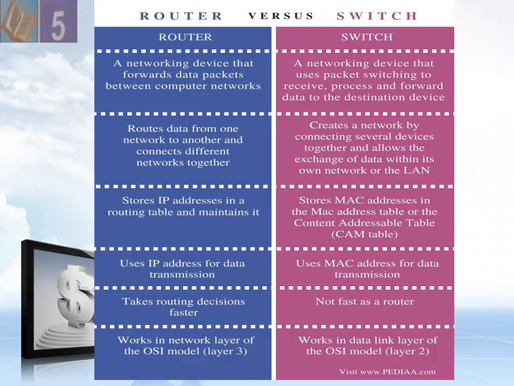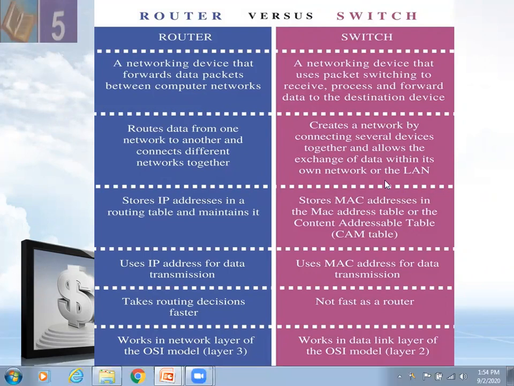Differentiate between the router and switches. A router is a network device that forwards data packets between computer networks. On the other hand, we have a switch, a networking device that uses packet switching to receive, process, and forward data to the destination device. A router routes data from one network to another and connects different networks together. A switch creates a network by connecting several devices together and allows the exchange of data within its own network, or the LAN.